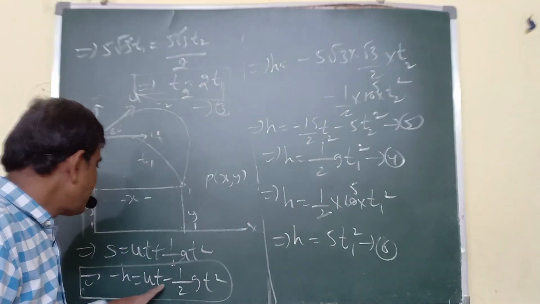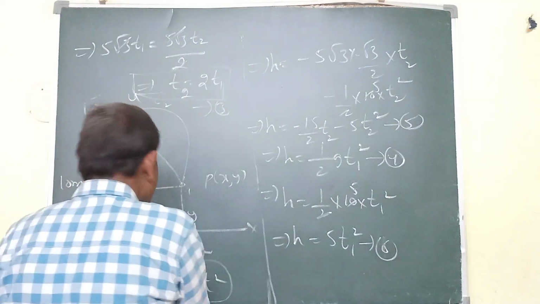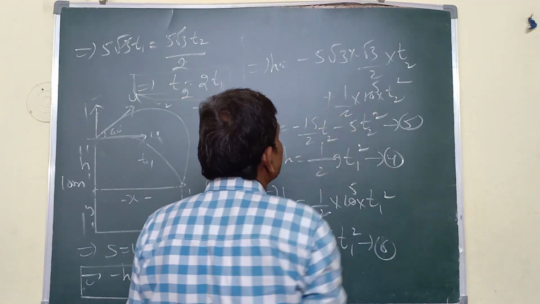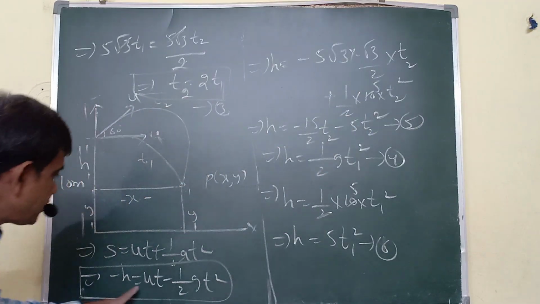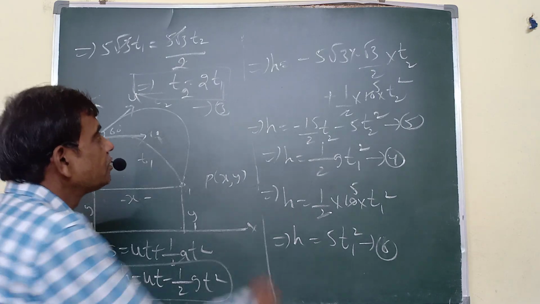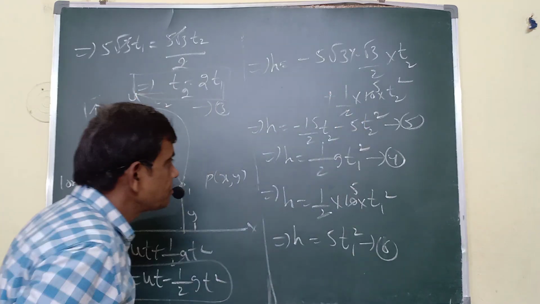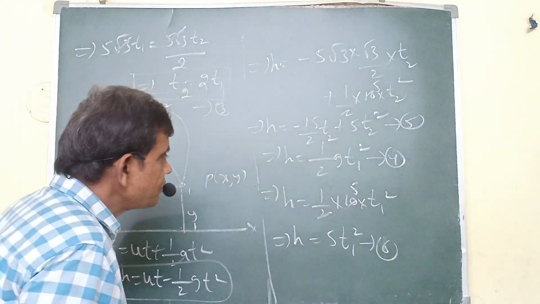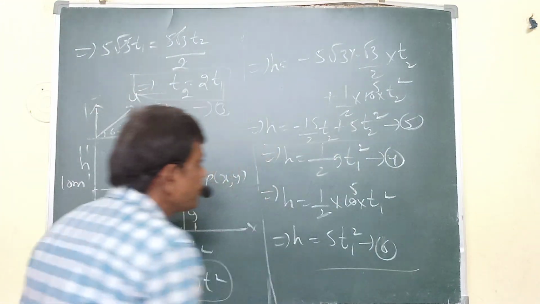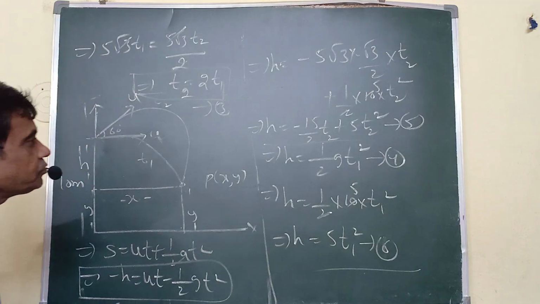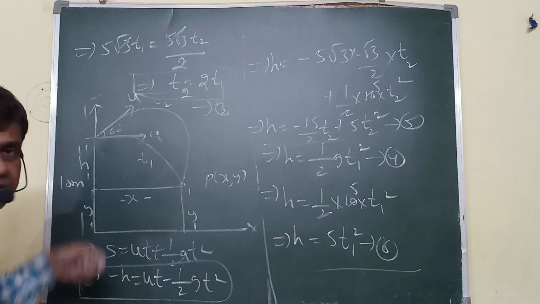S equals to ut minus of gt square. So this minus coming here, minus ut. Minus implies plus happens. This minus h equal to ut minus of gt square. H equals to minus ut plus of gt square. So here what happens? This 5th equation, 6th equation, both heights belong to the same depth only. Heights means from this depth.